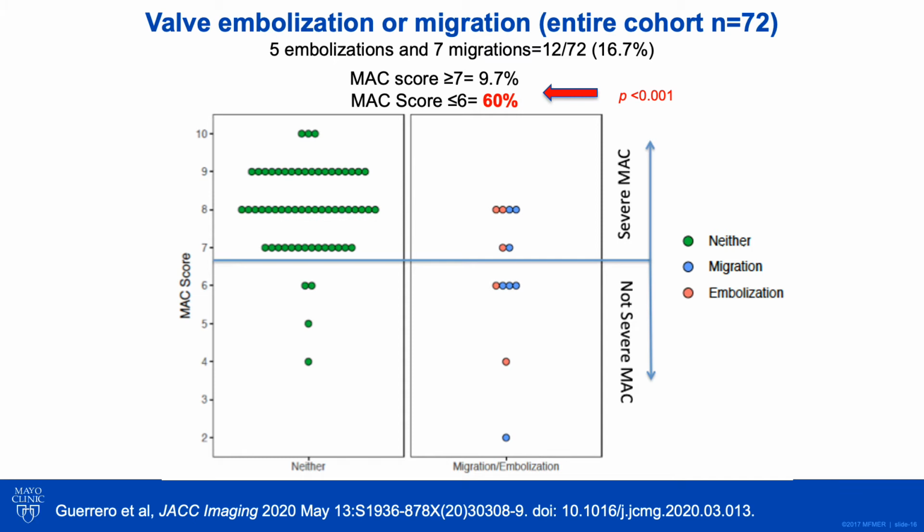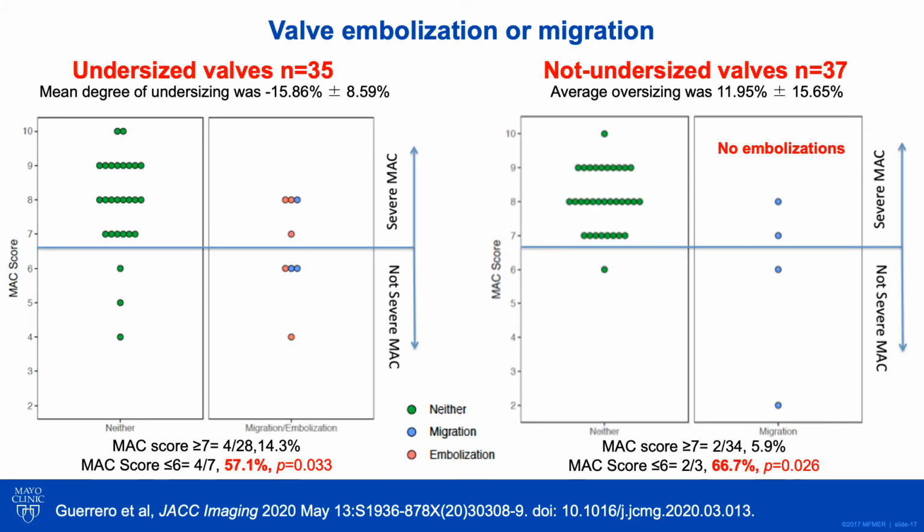We then further analyzed them in two groups, undersized or not undersized valves. The mean degree of undersizing in the undersized group was minus 15%, so it's significantly small. And in the not undersized valves, the average degree of oversizing was close to 12%. In both groups, we found that patients who had a MAC score of 7 or greater had a much lower rate of migration or embolization compared with patients who had a MAC score of 6 or less, with an embolization or migration rate as high as 67%, even in the not undersized valves. And that was statistically significant.